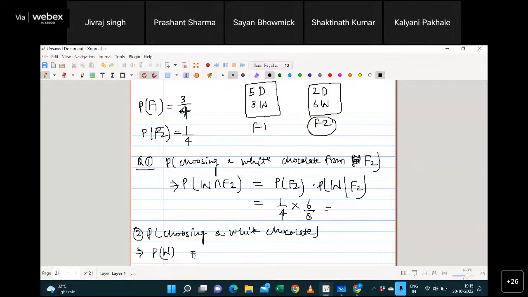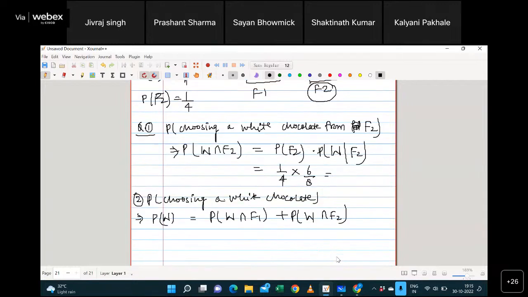It's the probability of choosing a white chocolate. That means the probability of choosing a white chocolate from fridge 1, or the probability of white chocolate from fridge 2. This is nothing but the law of total probability, because I can write it as the probability of fridge 1 times the probability of white chocolate given fridge 1, or the probability of F2 times the probability of white chocolate given F2.